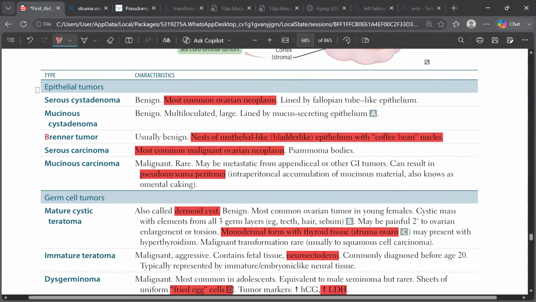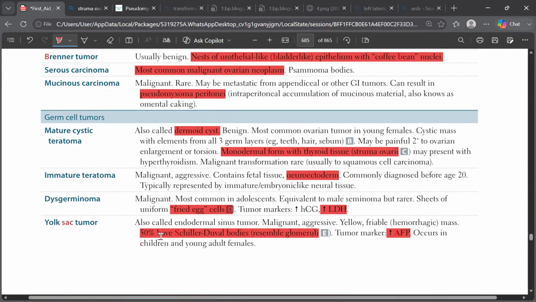So far we have done epithelial tumors, in which serous adenoma is the most common ovarian neoplasm, and serous carcinoma is the most common malignant ovarian neoplasm. Mucinous carcinoma can produce pseudomyxoma peritonei, and the only malignant ones in these epithelial tumors are serous and mucinous.